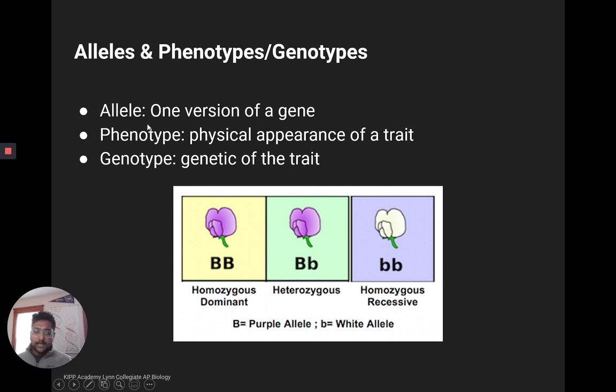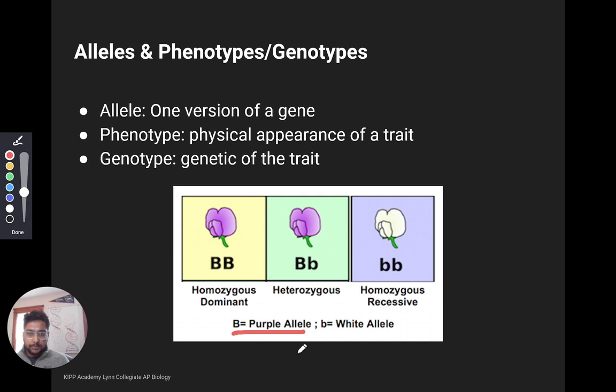The first is an allele. An allele is one version of a gene. Basically, your genes code for different traits, but an allele will give you a certain version of them. For example, in this example of a flower, you can see that the capital B codes for purple, and the lowercase b codes for white. And so the allele just refers to the singular individual gene that codes for it. So this could either be the capital B or the lowercase b.